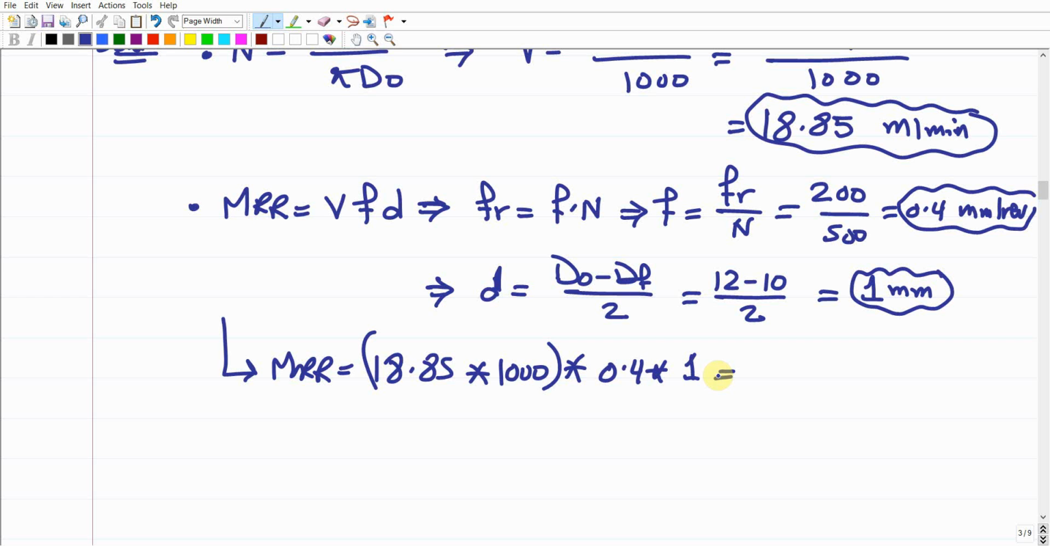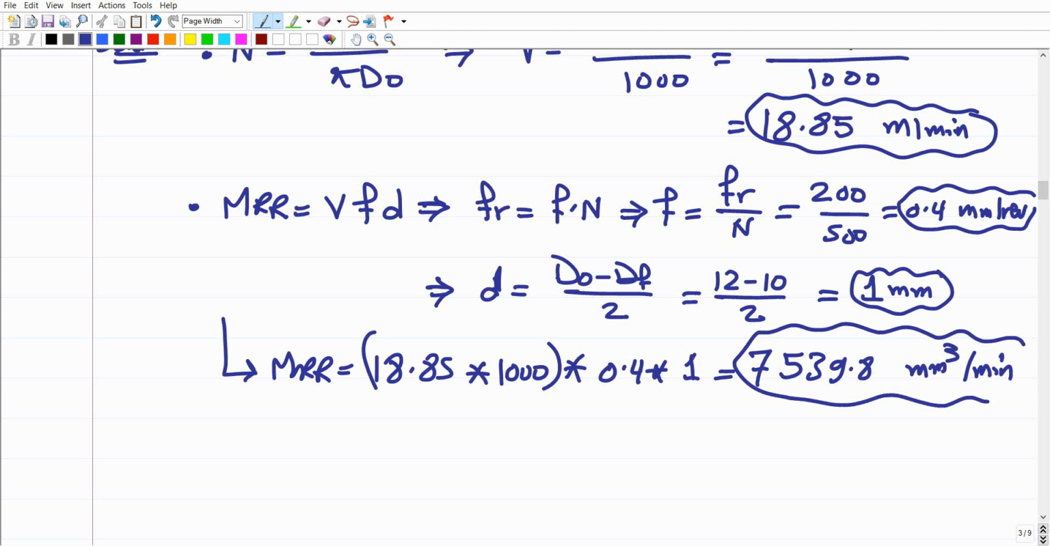Doing the calculations, you're going to end up with the metal removal rate with this value, which is 7,539.8 millimeter cubed per minute, per unit time. This is going to give us the metal removal rate, and this is the second requirement.